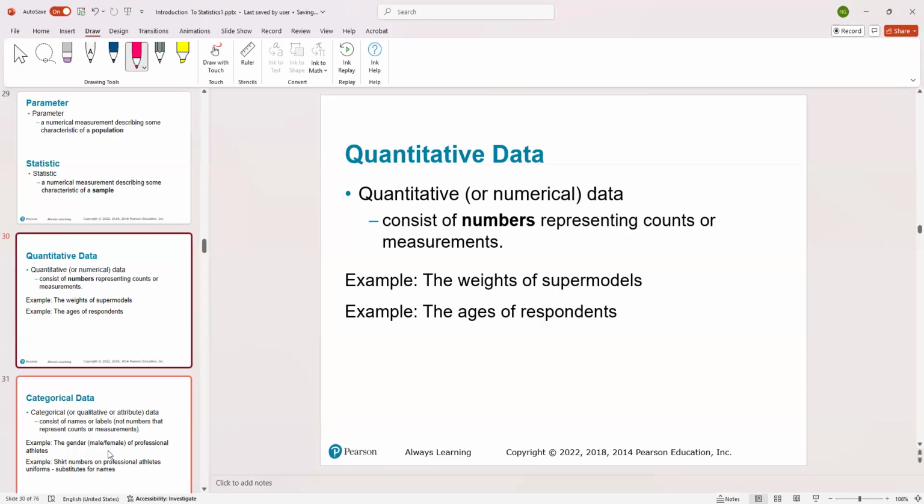So we're going to go first with quantitative data, or numerical data, which consists of numbers representing counts or measurements, like the weight of a supermodel. We can say height, right? We can say age, right? Those are a few examples you can use as quantitative data.